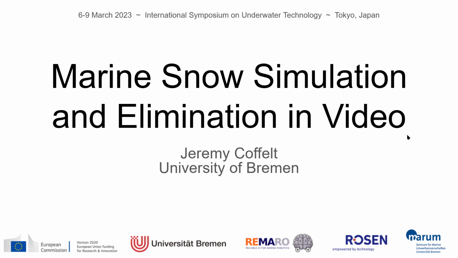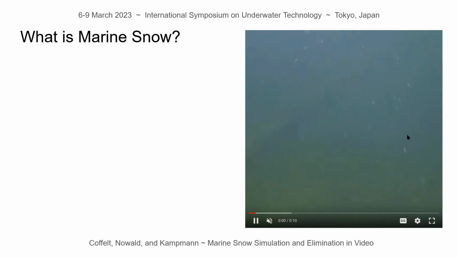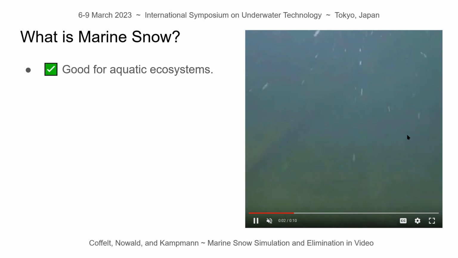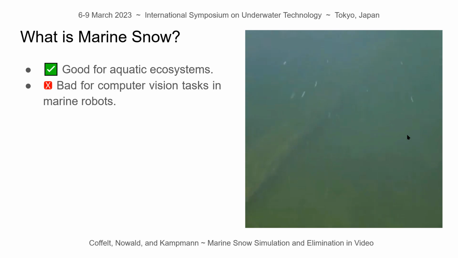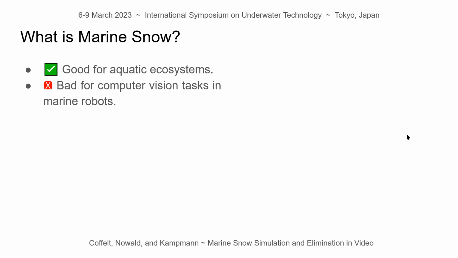In this work, we present novel solutions for simulating and eliminating marine snow in video. Marine snow is organic debris that falls through the water column, appearing to look like snow falling through the sky. It's good for aquatic ecosystems. It's bad for computer vision tasks and marine robots.